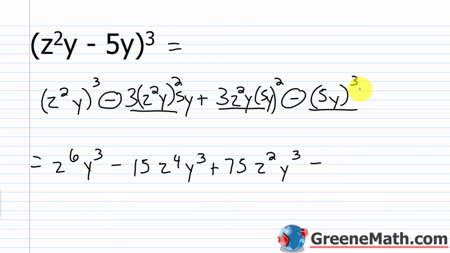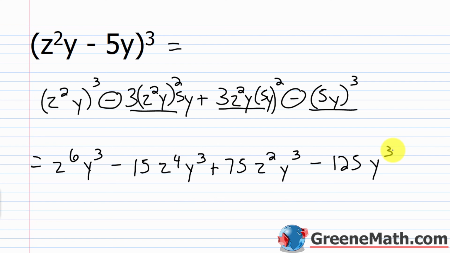Then minus, lastly we have 5y cubed. 5 cubed is 125. And then y cubed is just y cubed. So we get z to the 6th power, y cubed, minus 15z to the 4th power, y cubed, plus 75z squared, y cubed, minus 125y cubed.